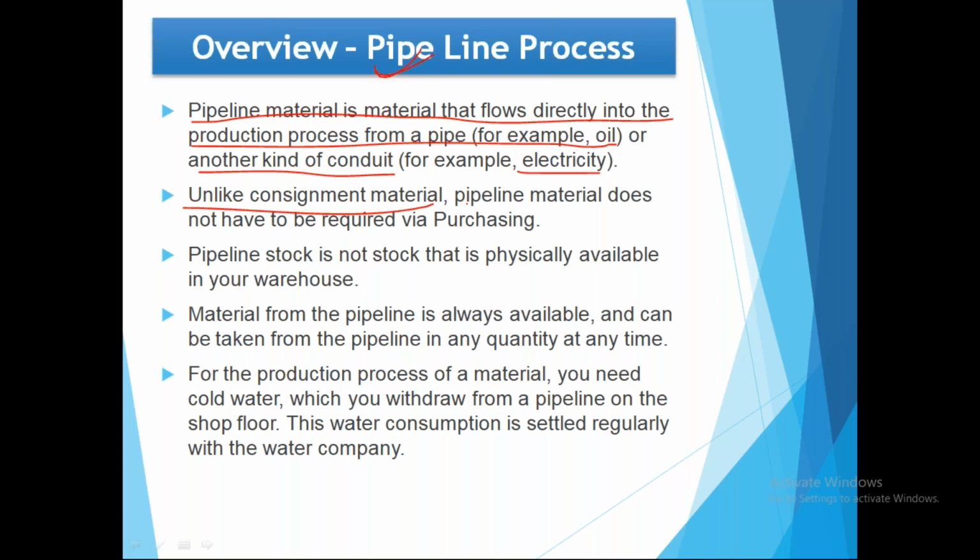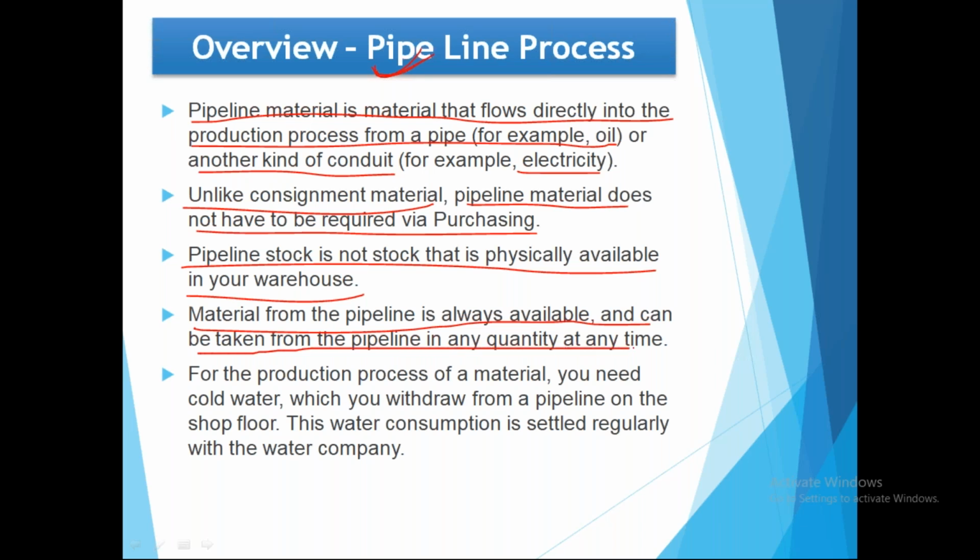Unlike consignment material, pipeline material doesn't have to be requisitioned via purchasing. So here there is no purchasing. You cannot create purchasing every time. You keep on consuming continuously as and when required. Pipeline stock is not stock that is physically available in your warehouse. Oil or water, you will directly consume from the pipes. So for that kind of scenario, you go for the pipeline process. Material from the pipeline is always available and can be taken from the pipeline in any quantity at any time.